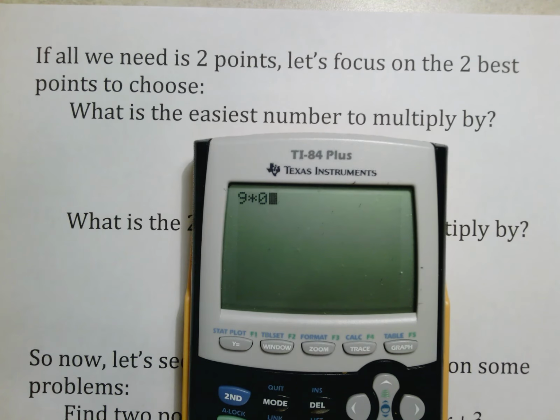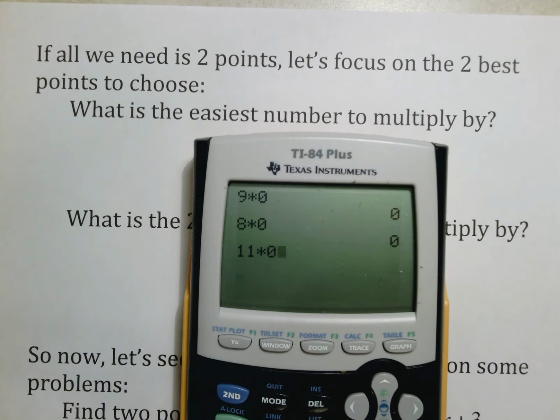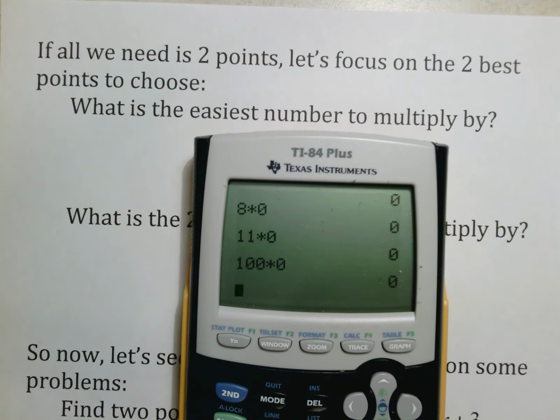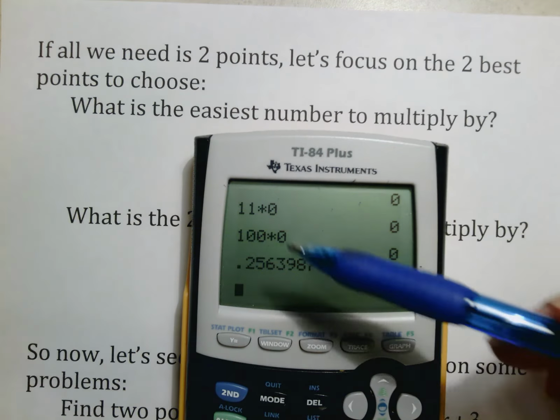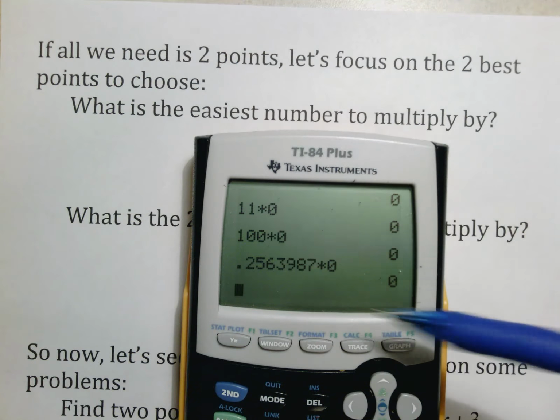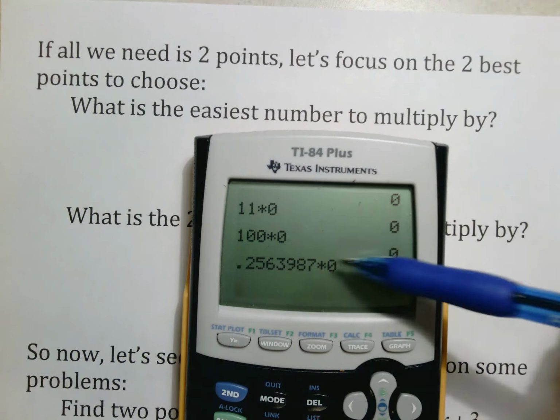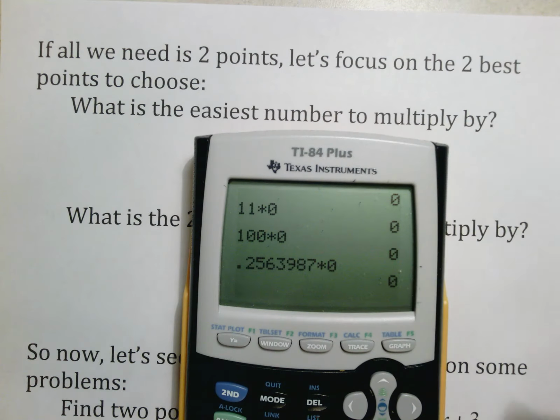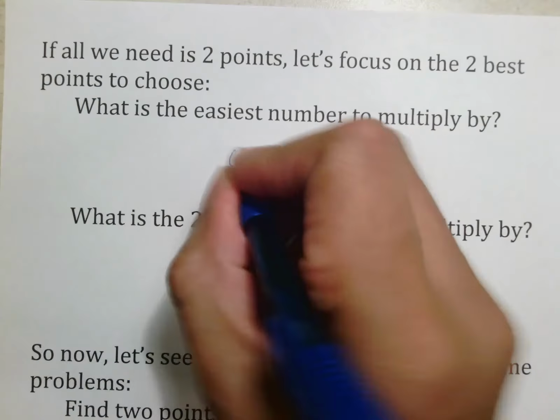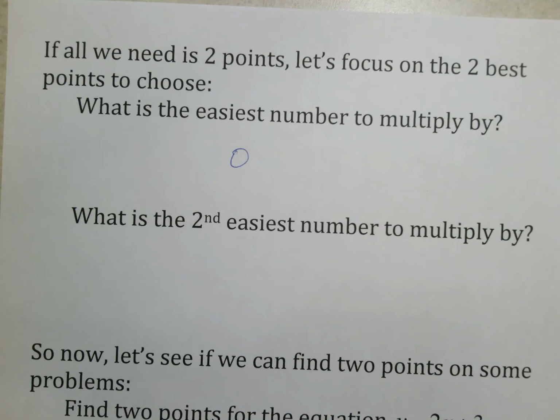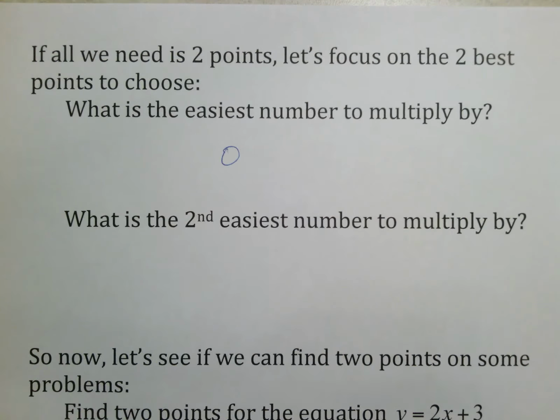9 times 0 equals 0. 8 times 0 equals 0. 11 times 0 equals 0. 100 times 0 equals 0. 0.2563987 times 0 equals 0. In my opinion, the easiest number to multiply by is 0, because no matter what you do, it multiplies to give you the answer of 0. And so 0 is the easiest number to multiply by, just because no matter what happens, you're going to get the answer of 0, and it honestly does everything you need for that.